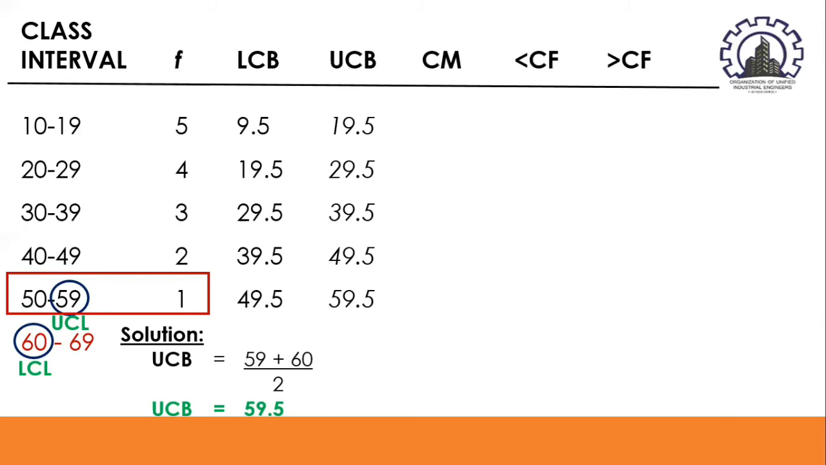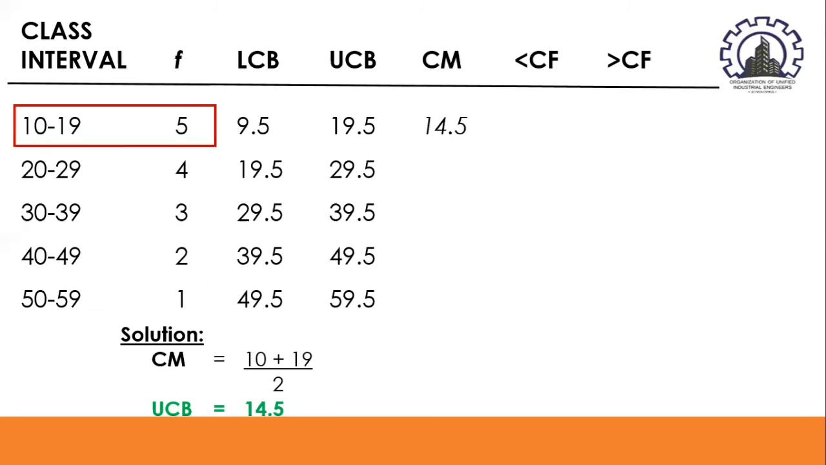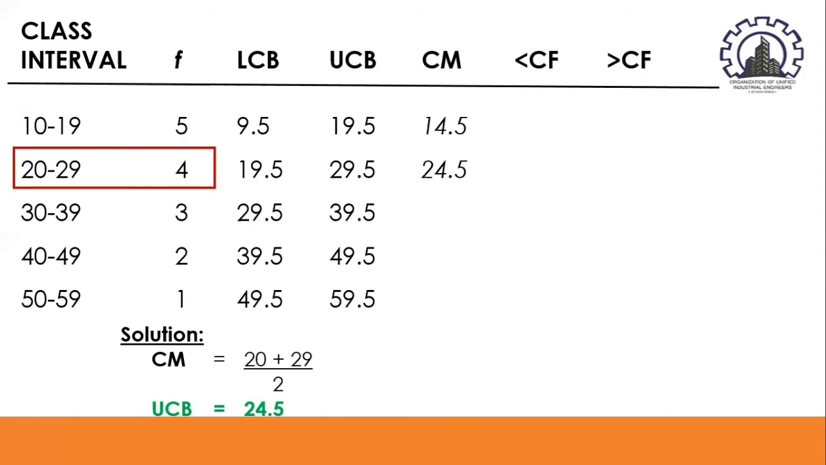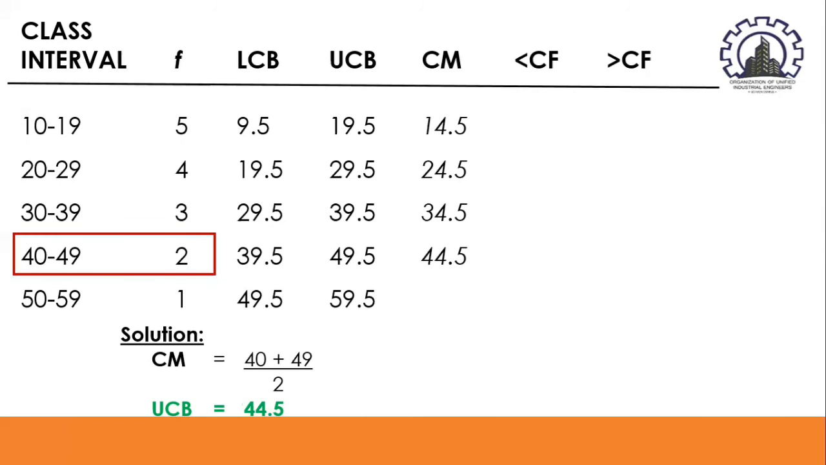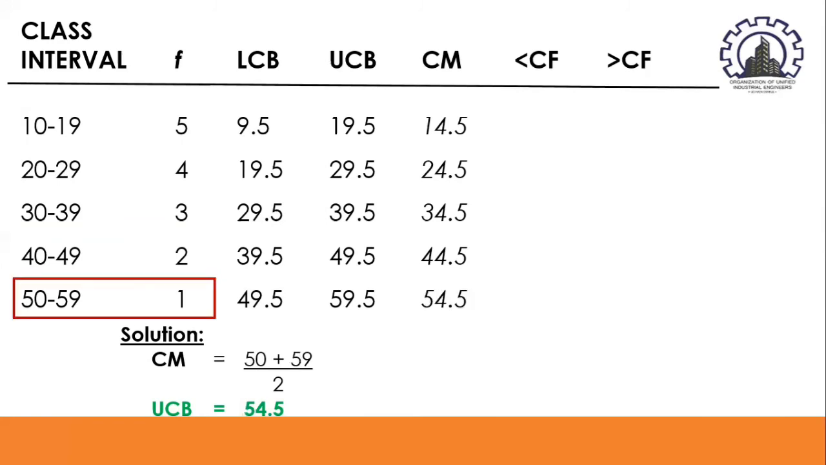Now, in order to get the class mark of our first interval, all we need to do is add the two values and then divide by 2. So you have 10 plus 19 divided by 2. Therefore, your class mark for your first class would be 14.5. Followed by 20 plus 29 all over 2, so your class mark would be 24.5, and so on and so forth. So that's how you calculate your class mark. And the next thing that we need to do is to get the value of our less than CF.